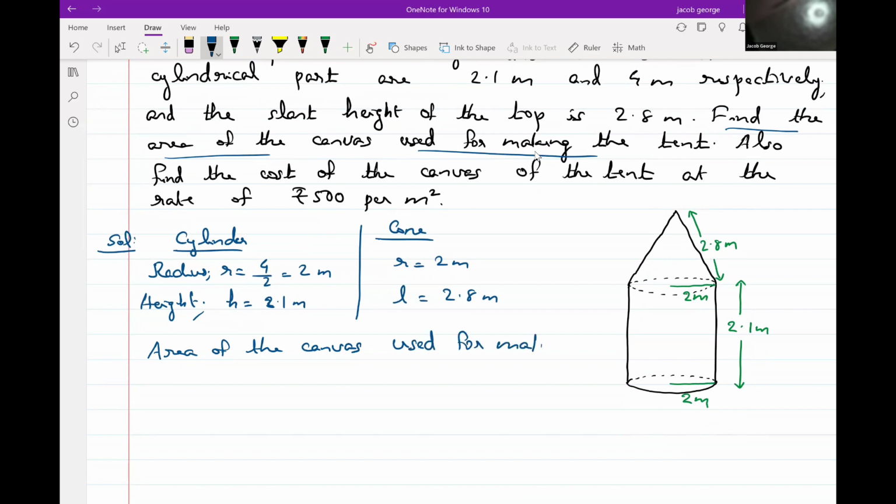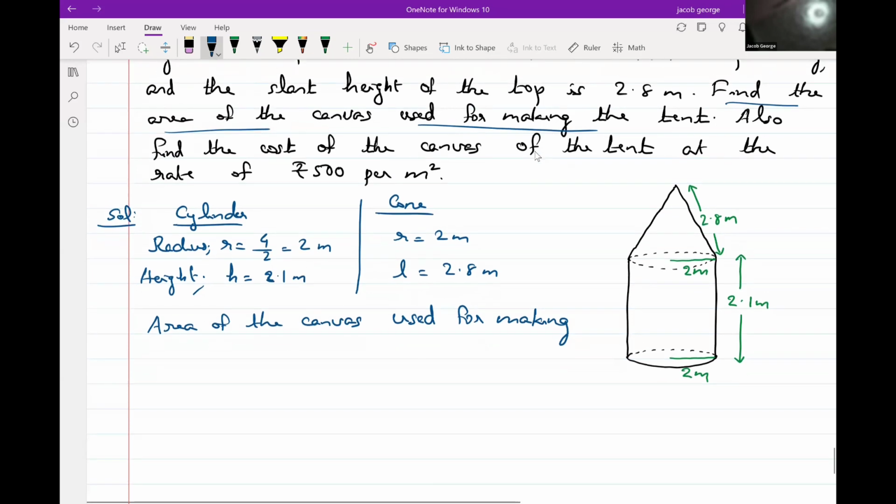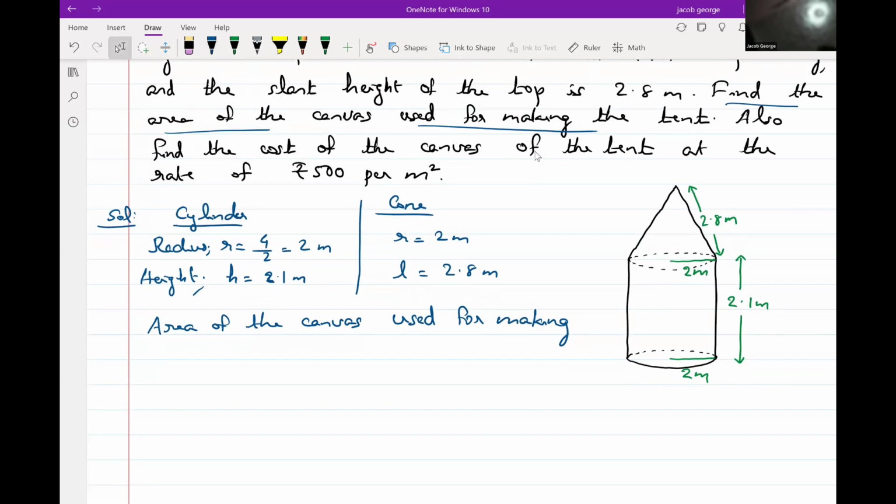For word problems like this, you have to write the steps. Some students simply will start with CSA of cylinder plus CSA of cone. So do not write like that. Instead, the proper steps should be written. Area of the canvas used for making the tent is equal to, what is that, children? CSA of cylinder plus CSA of cone.